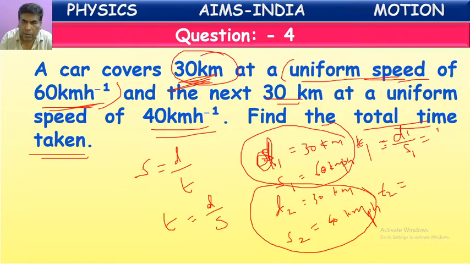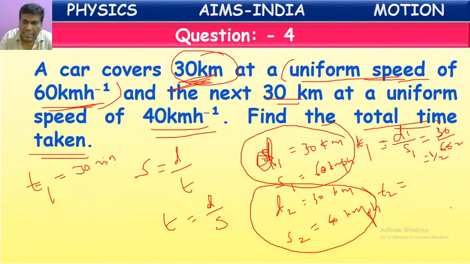What is distance 1? 30 kilometer. What is speed? 60 kilometer per hour. After cancellation, what do we get? 1 by 2 hours, because it is in hours. 1 by 2 hours means half an hour. Half an hour means how many minutes? 30 minutes.